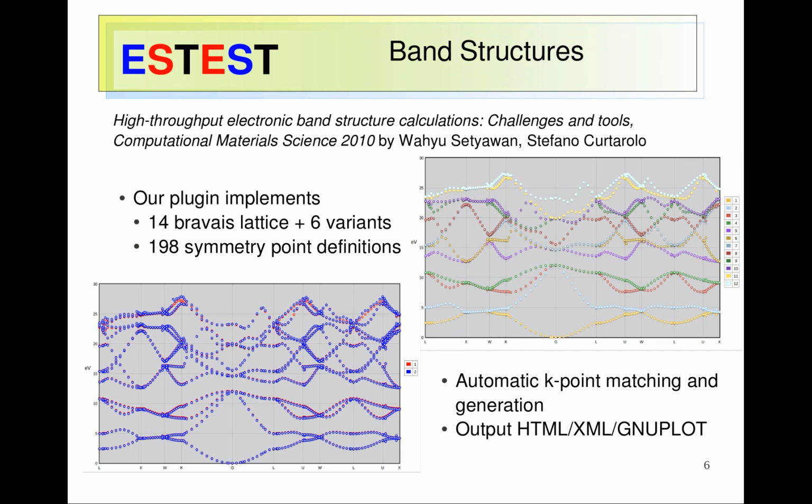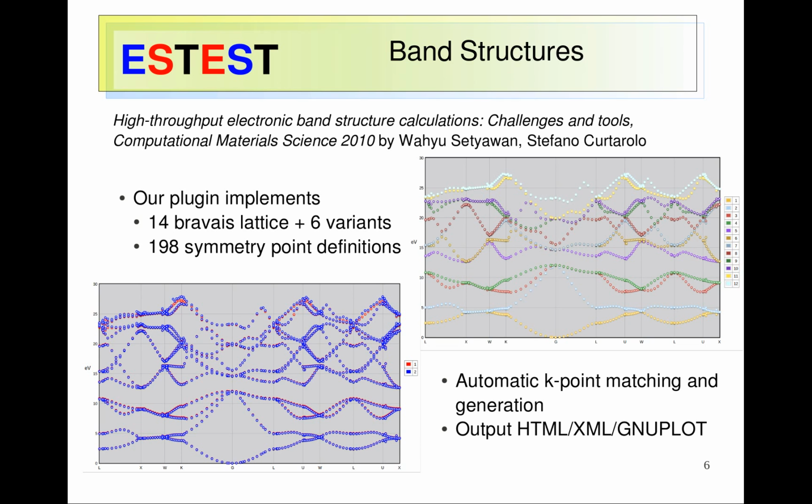So our band structure plugin makes use of the work of Setyawan and Curtarolo and implements from their paper 198 symmetry points among 14 Bravais lattices and 6 lattice variants. Our plugin can match k-points found in a simulation automatically with these definitions and requires the user input only the simulation itself, the lattice type, and the sampling path. From these pieces of information, we produce a fully labeled interactive plot of the band structure or overlapping band structures for comparison in a JavaScript visualization.